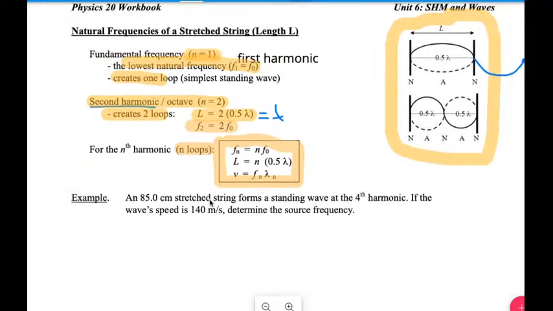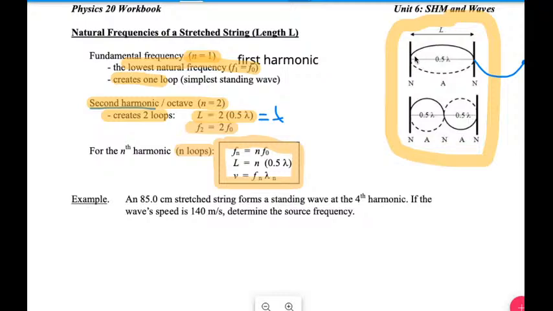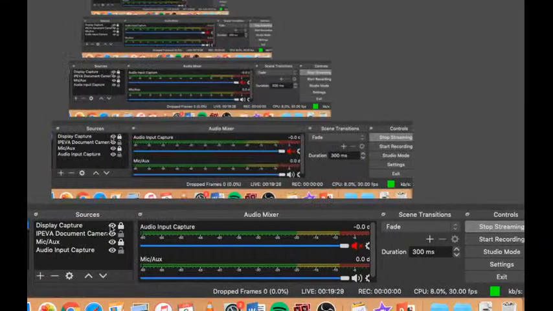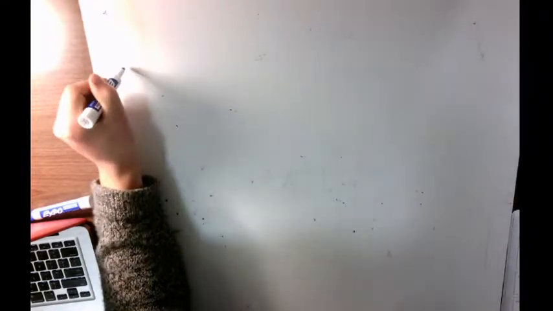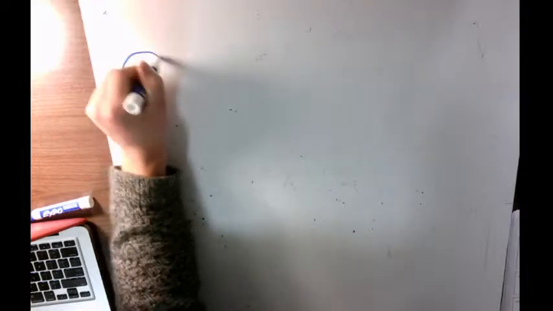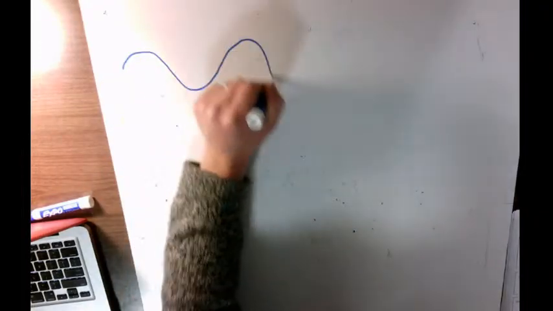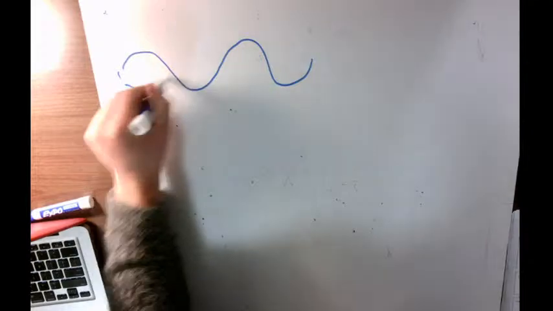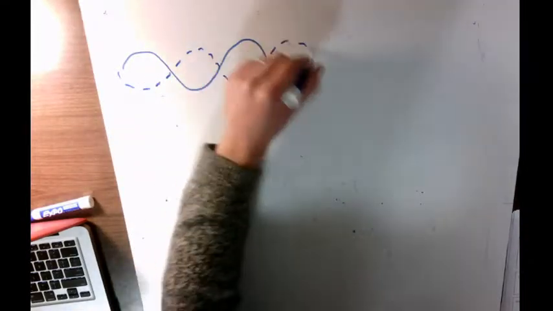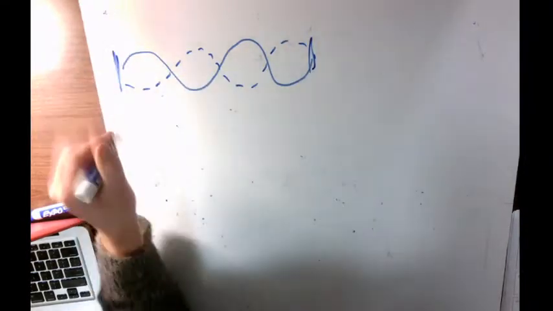So let's try out some examples, keeping this diagram and this idea of our wavelengths in mind. First question, we're looking at an 85 centimeter string in the fourth harmonic. So we've got to get pretty good at drawing these. Fourth harmonic means we're going to have 4 loops. That's 1, 2, 3, 4. So n is 4. We're in our fourth harmonic.